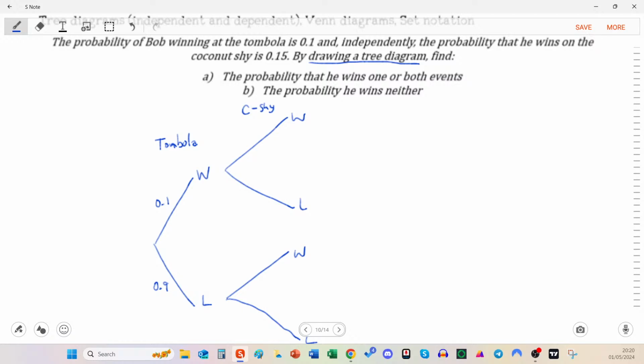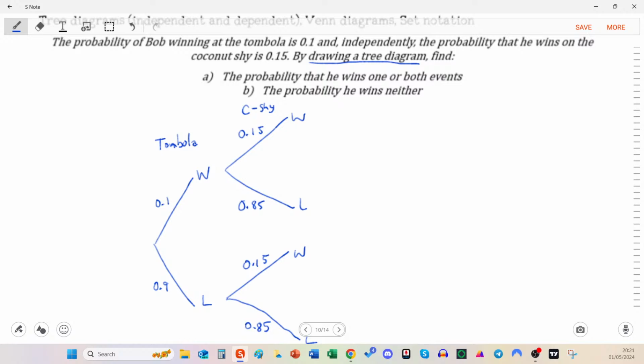Or if he loses at the tombola, he's not going to be depressed and do worse on the other one. It's independent. The probability he wins is 0.15. So that's going to be the same in both of these situations, 0.15. And if that's the case, 0.85 to lose, because that has to add up to 1. That's the golden rule in the statistics world. By drawing a tree diagram, we've done it.